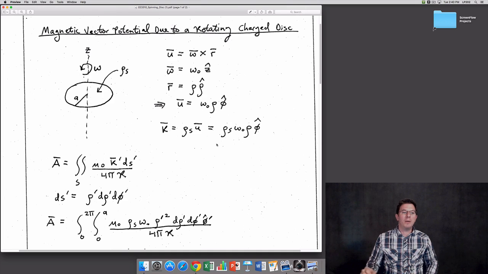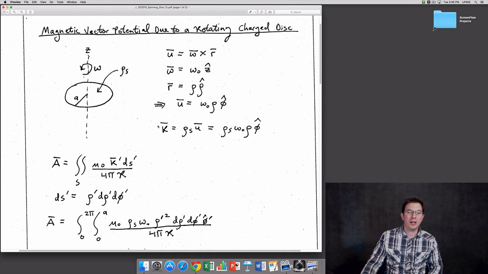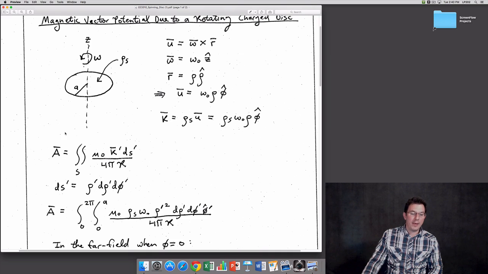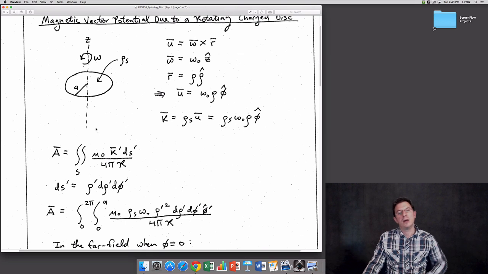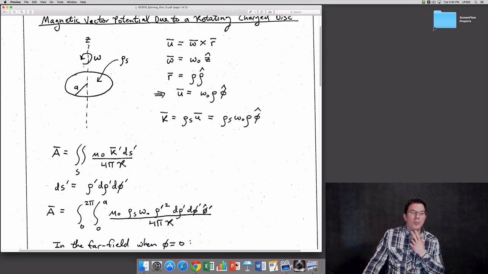Once we have an expression for our surface current density K, we are going to use the integral expression for the magnetic vector potential. The magnetic vector potential due to that particular surface current density K is given, as we saw in the previous few pages, by this expression. This is a surface current, so you need to integrate over the entire surface of this disk. It's mu naught K prime dS prime divided by 4 pi times capital R, where capital R is the magnitude of the distance between the observation point, where you want to know the field, and a point on the surface that's contributing to the magnetic vector potential at that point.